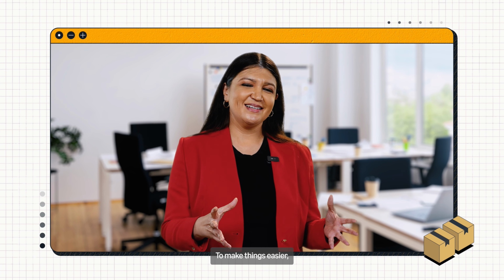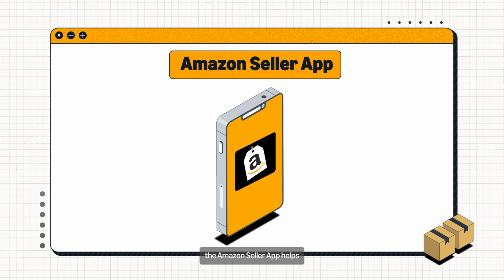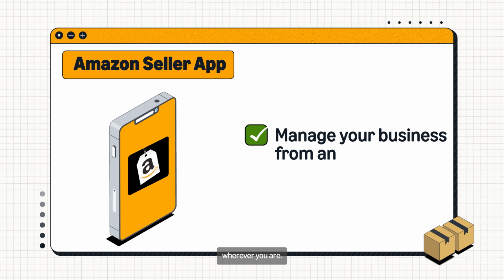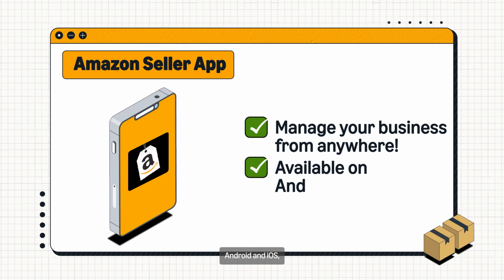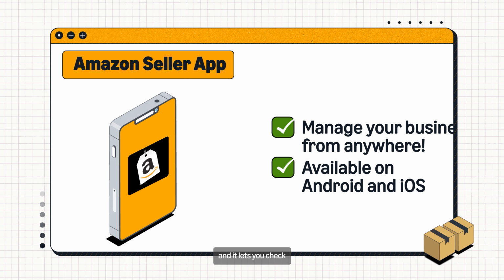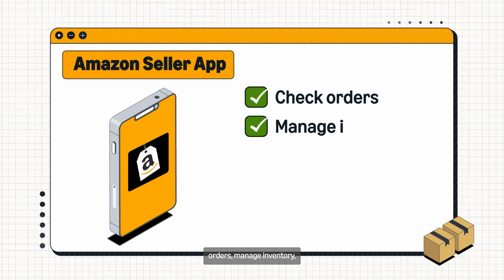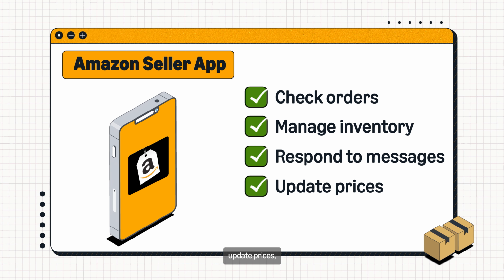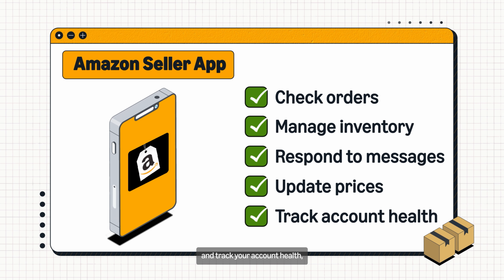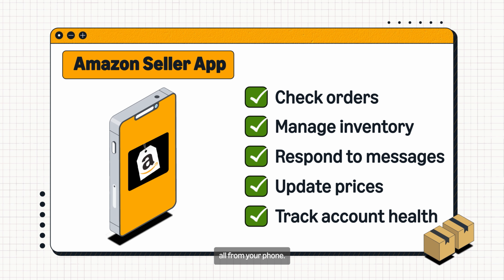To make things easier, the Amazon Seller app helps you stay connected wherever you are. The Amazon Seller app is available on both Android and iOS, and it lets you check orders, manage inventory, respond to messages, update prices, and track your account health, all from your phone.